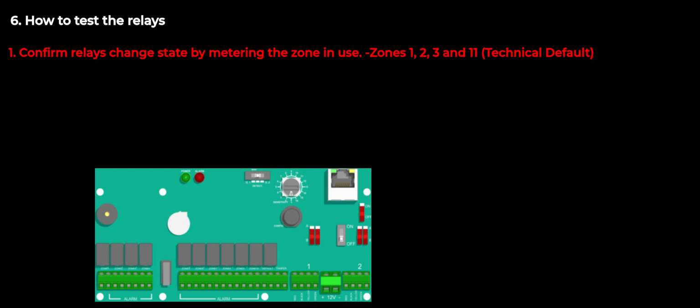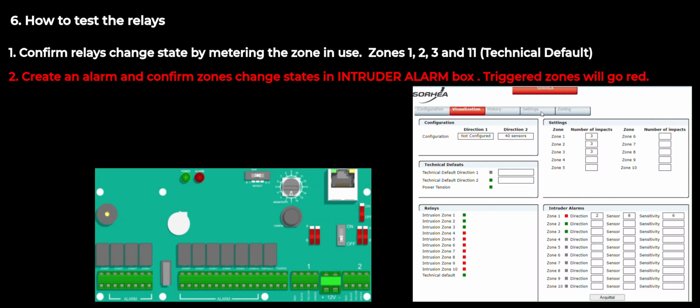How to test the relays. Confirm relays change state by metering the zone in use. We are using zones 1, 2, 3, and technical default. Create an alarm and confirm the zones change states in the intruder alarm box. Triggered zone will go red.